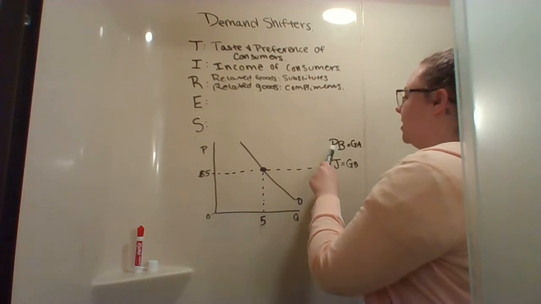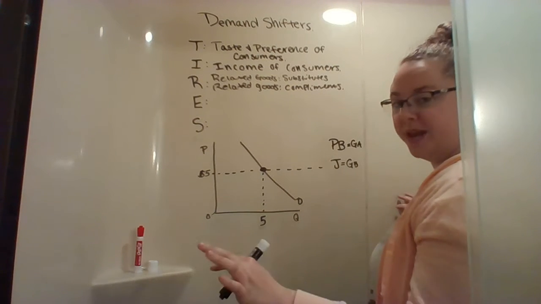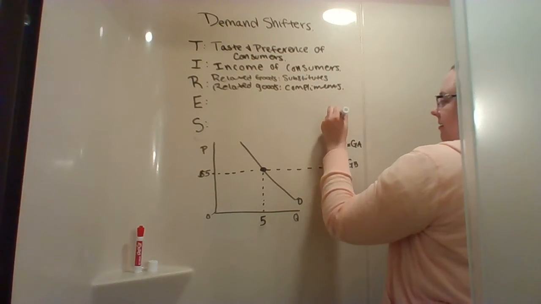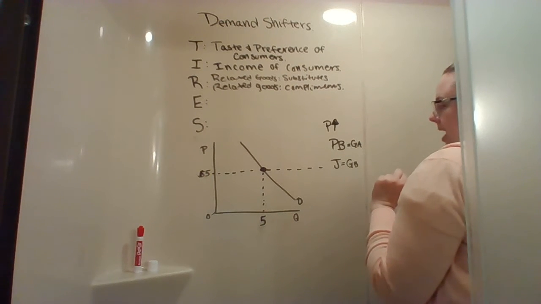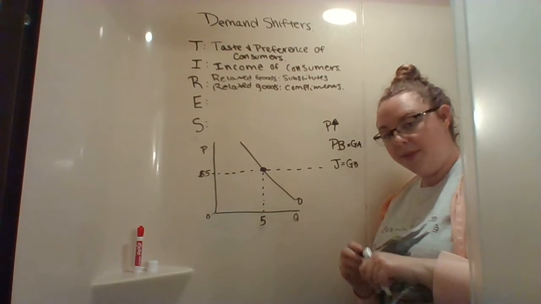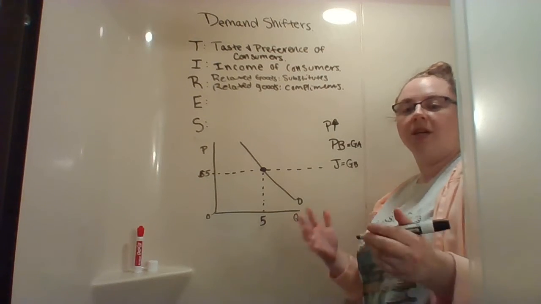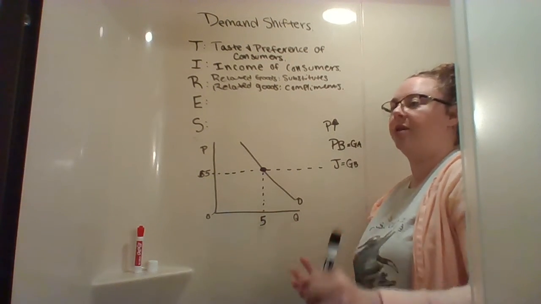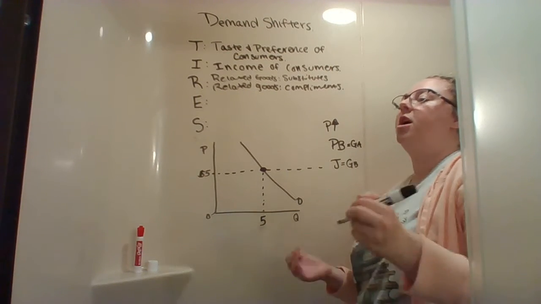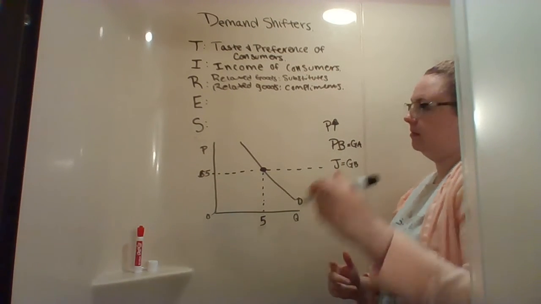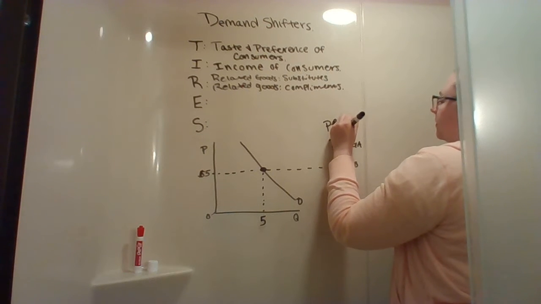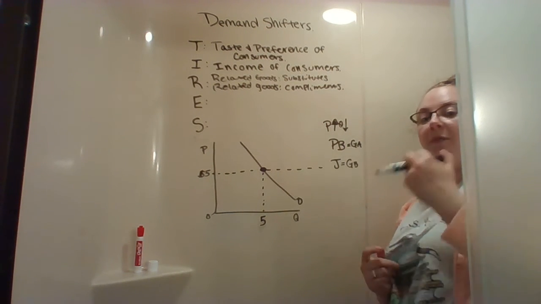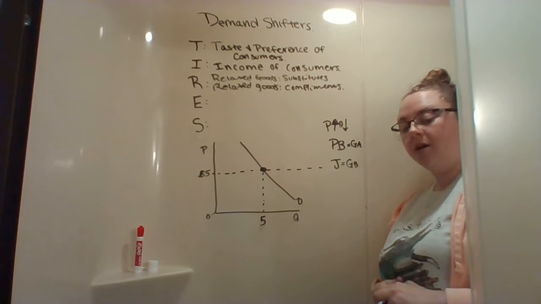Let's say the price for peanut butter were to increase, okay? Jelly is a complement for peanut butter. What is naturally going to happen when the price increases? What have we learned about demand? When the price increases, what happens to the quantity demanded? Quantity is going to decrease, okay? So if peanut butter's price goes up, quantity goes down.